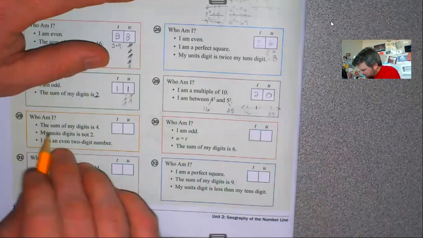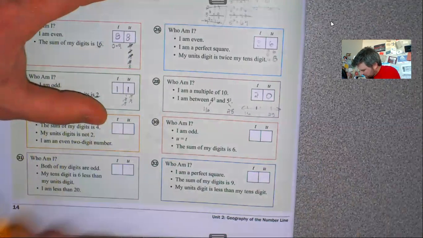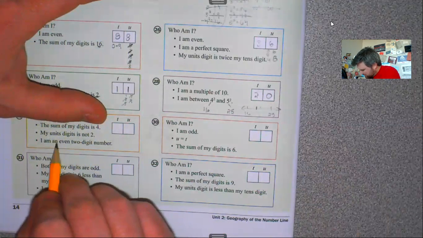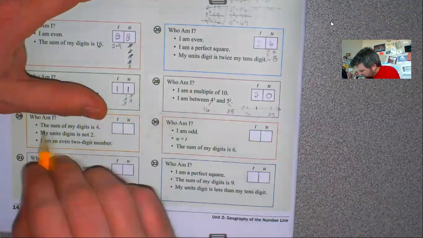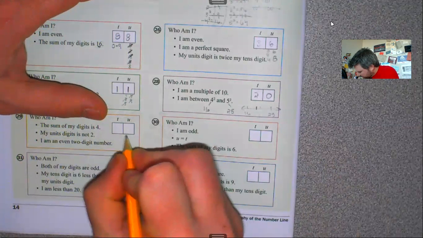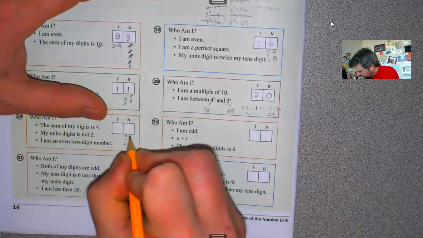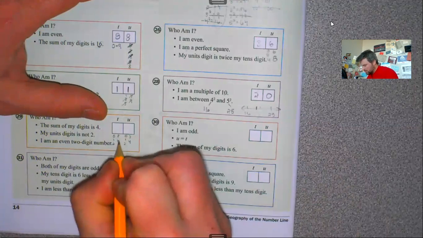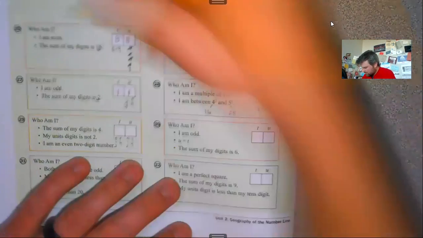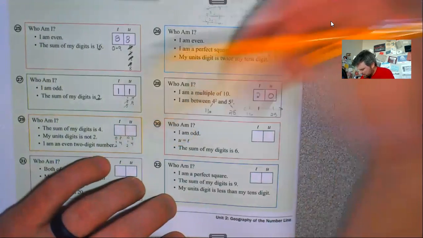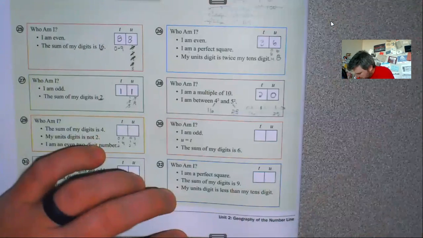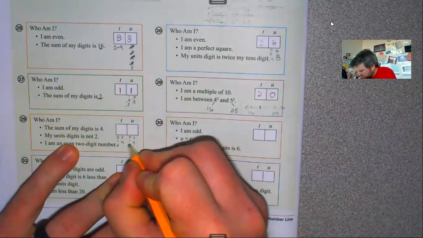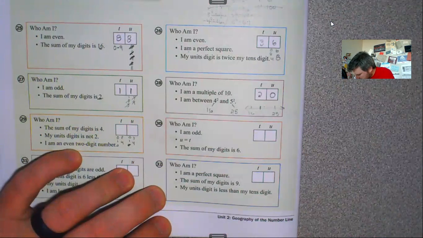Who am I? The sum of my digits is 4. Okay, my units digit is not 2, and I am an even 2-digit number. So the sum is 4. So if we go 0, 1, 2, 3, 4, and 0, 1, 2, 3, 4. Okay, so we can't have anything higher than 4 because it won't sum up to 4. My units digit is not a 2, so this can't be a 2 there. I'm an even 2-digit number.